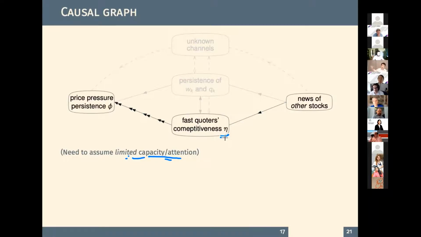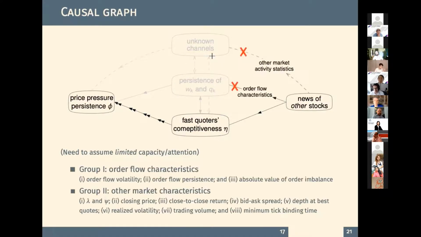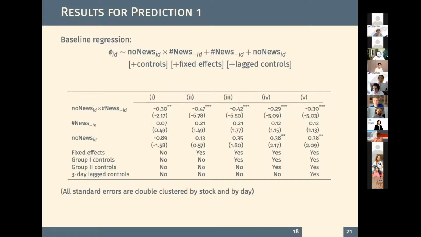Because this is the news about other stocks, right? So hopefully they are not affecting these other channels. Okay, basically, in short, I do the regressions and find the results are consistent with my model prediction. Whenever there are more news about other stocks, the price pressure persistence of the stock that doesn't have a news shock is lower, right? So that means if you think through my channel, right?